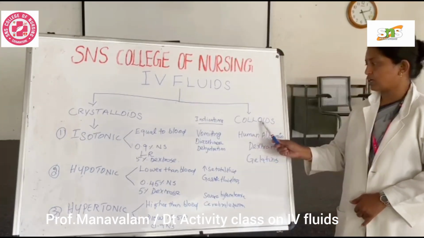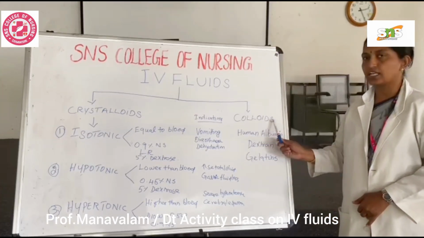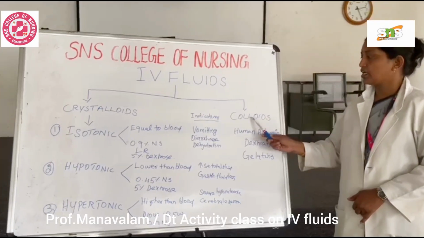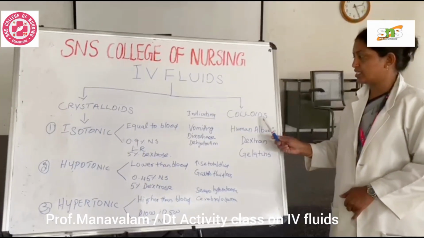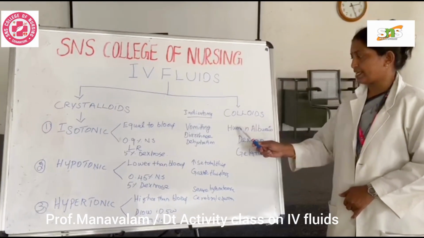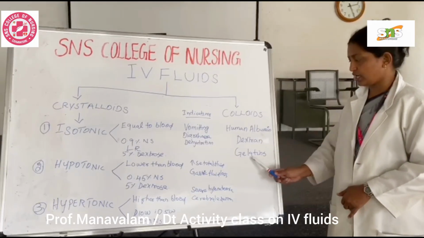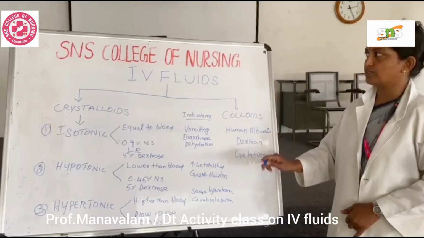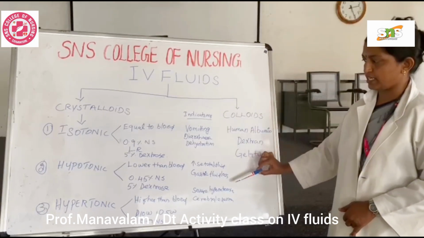When it comes to colloids, they have larger molecules, mainly proteins, and are helpful to maintain the osmotic pressure. Examples are human albumin, dextran and gelatin. So I have given the brief introduction. Now the first year students are going to explain in detail.